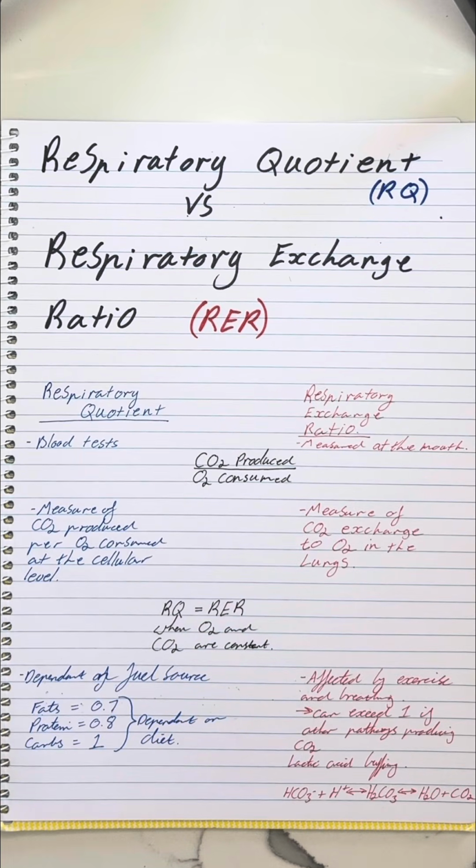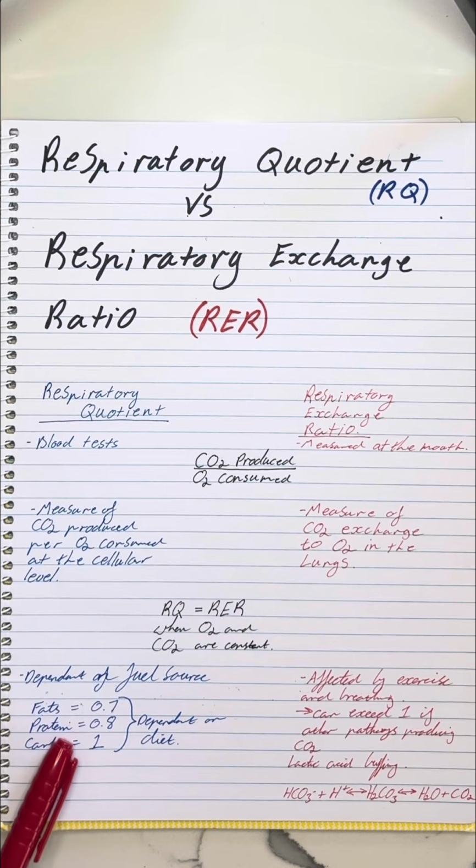Interestingly, respiratory quotient is largely dependent on the fuel source used, which is dependent on our diet. For example, if you had a diet that was 100% carbohydrates and your fuel source was 100% carbohydrates, for every CO2 produced, you would expect 1 oxygen consumed, hence the ratio is 1.